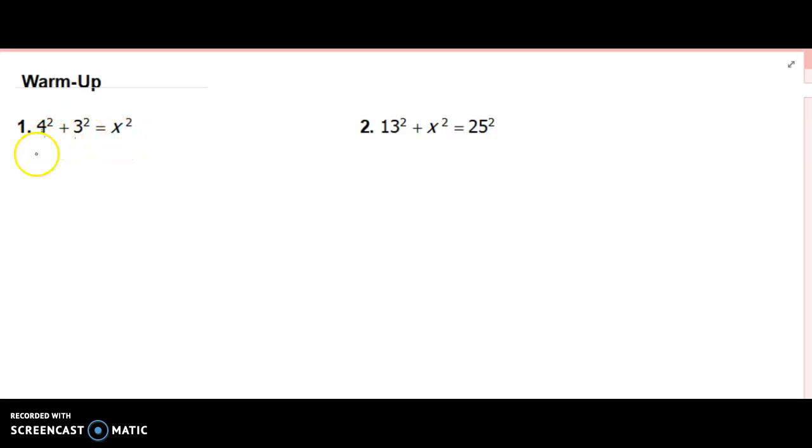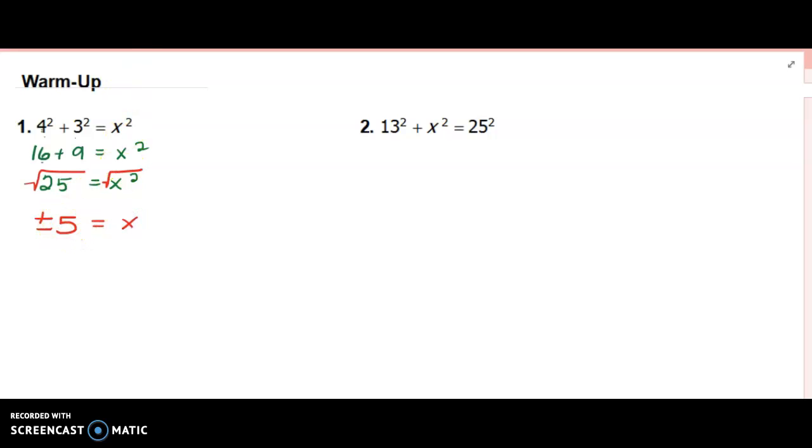Well, 4 squared, remember, is 4 times 4, which is 16. 3 squared is 9, equals x squared. Okay, 16 plus 9 is 25, equals x squared. Now remember, to undo a square, you square root it. If you square root one side, you have to square root the other. So what I get here is plus or minus 5, square root of 25 is plus or minus 5, equals x.